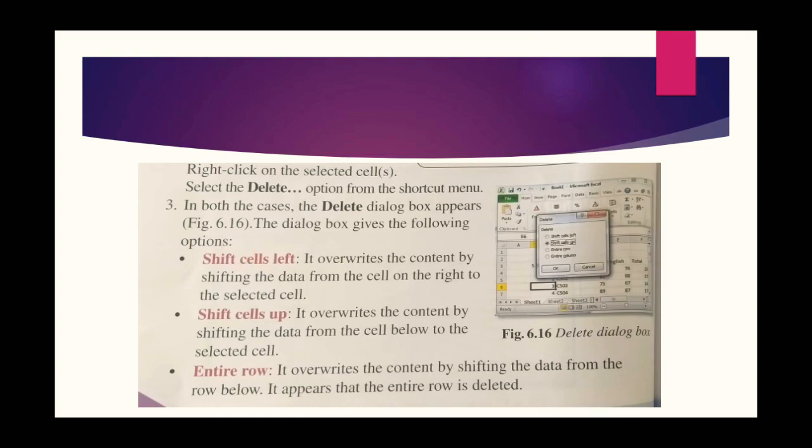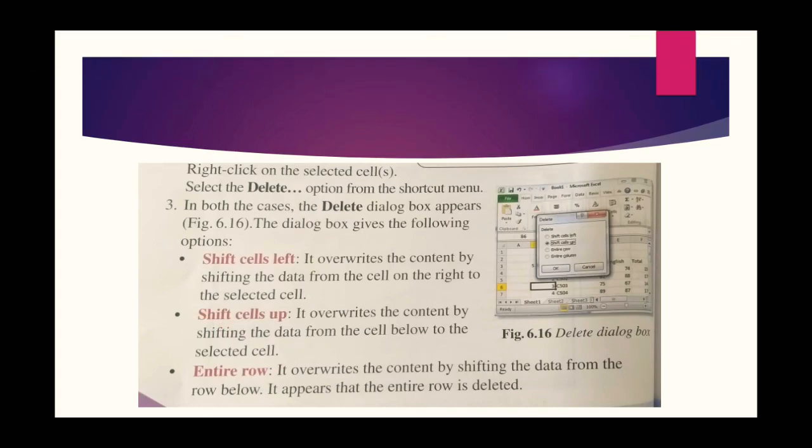Shift cells left. It overwrites the content by shifting the data from the cells on the right into the selected cells. Shift cells up. It overwrites the content by shifting the data from the cells below into the selected cells.